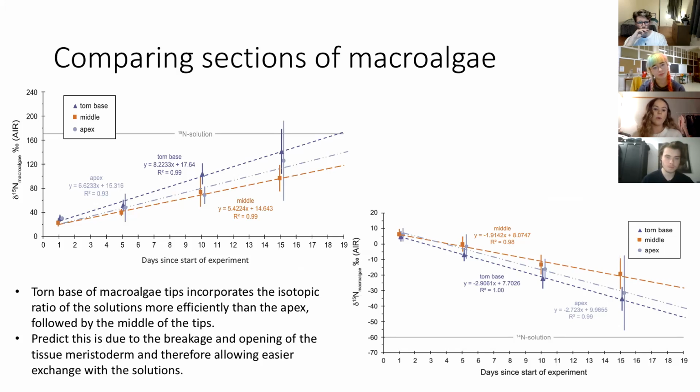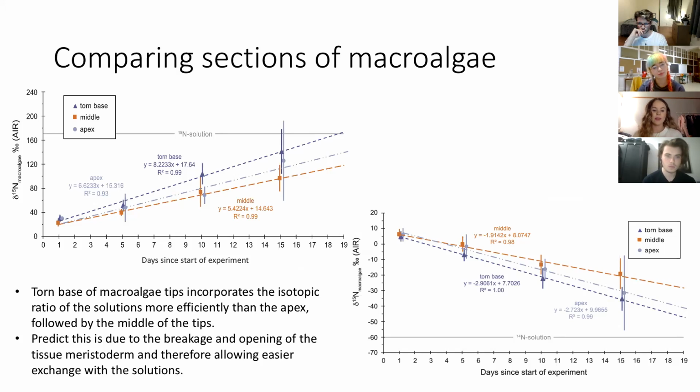And what we were expecting is different to what we got. We were expecting the apex to incorporate the solution the most effectively and trend at the highest rate towards the delta 15N solution, just because it's the grown part of the macroalgae, and we thought it would be taking on the most nitrogen and assimilating that the best. But actually it was the torn base that incorporated the delta 15N the best.